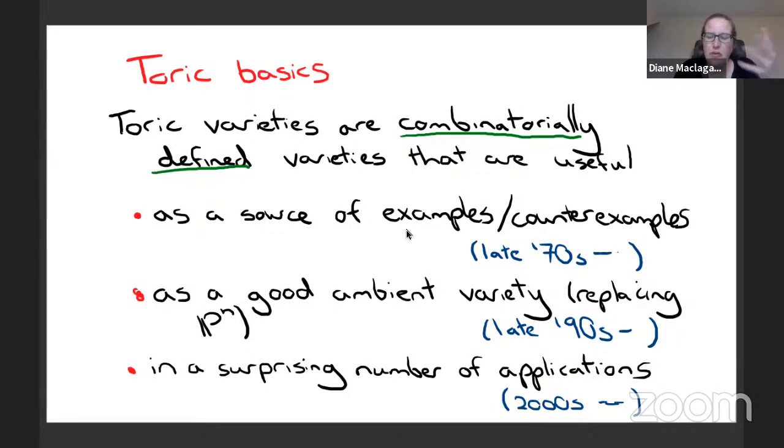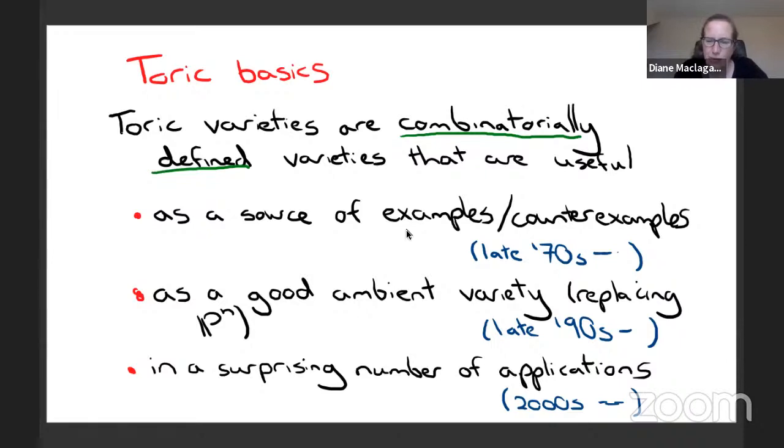I think it's been increasingly realized that sometimes if you choose a toric variety carefully, then the toric variety will tell you more about the space. And I wrote, this is not precise, late 90s onwards.